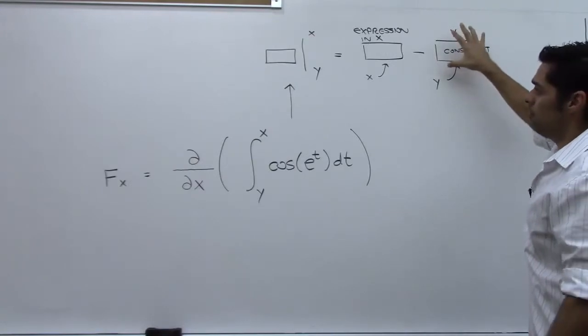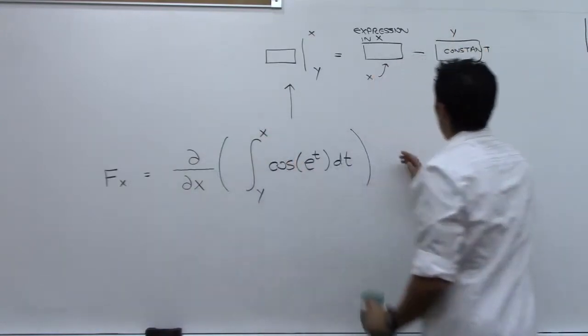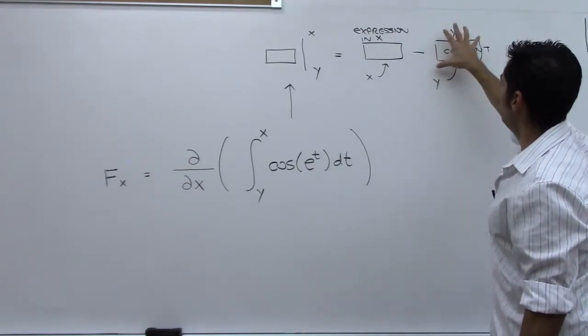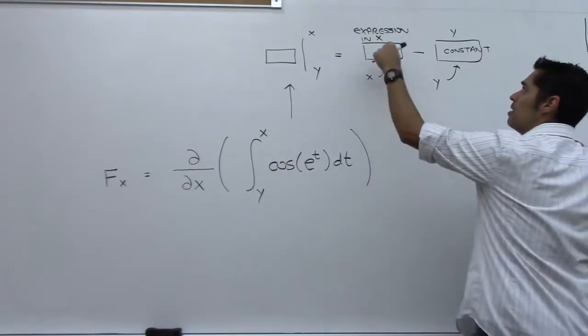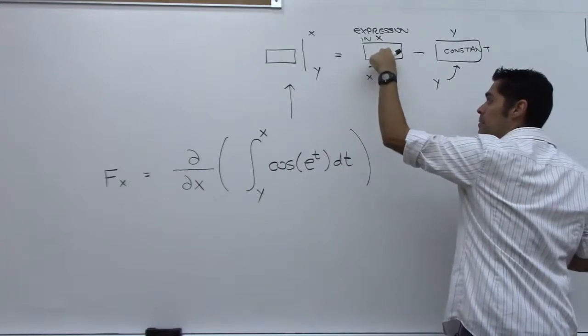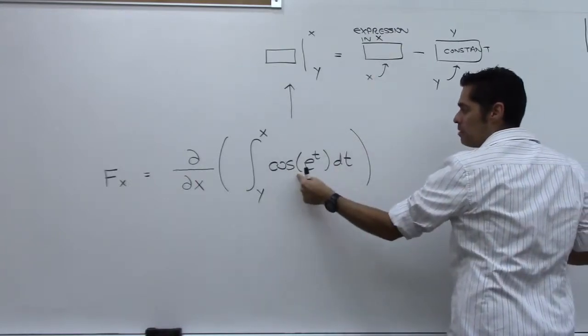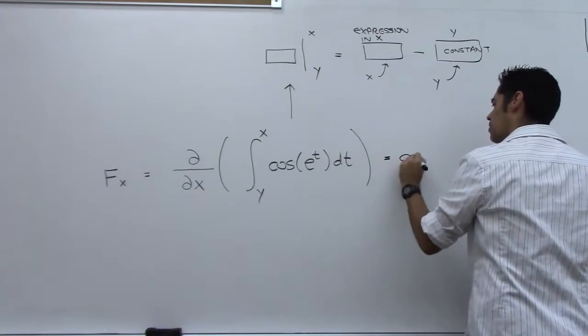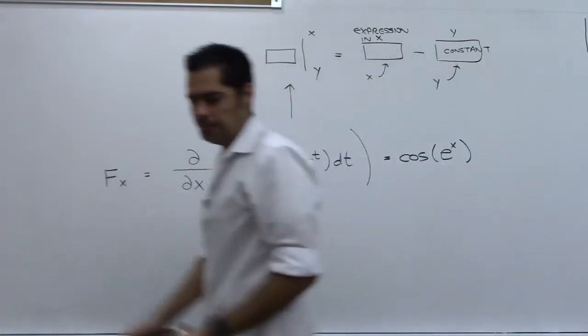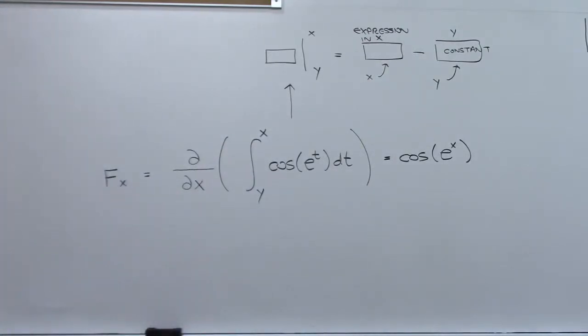And now, because that's everything in the parentheses, what I do is take the derivative of this. The part with y is a constant, so it's going to go away. What I'm doing is taking the derivative of this box, but with x plugged in. The derivative of this box takes you back to this, but with x plugged in. So all you get is cosine of e to the x. And that's it. I hope that makes sense.